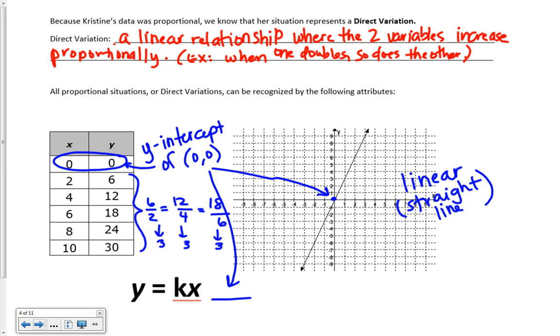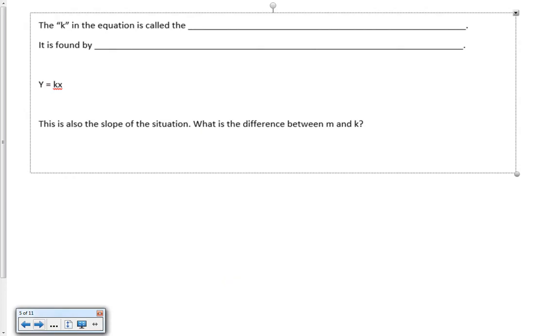Okay? One thing you might notice is that we have a k in this equation down here instead of an m. Normally it says mx plus b. This is a k strictly because this is a special type of linear relationship. They wanted to use a different letter, but really k and m are the exact same thing, okay? And it even says on this next slide, the k in the equation is called the constant of variation. And in seventh grade, you learned constant of proportionality, same thing.